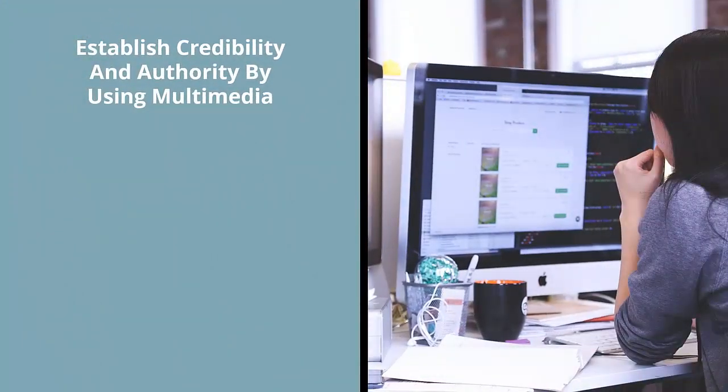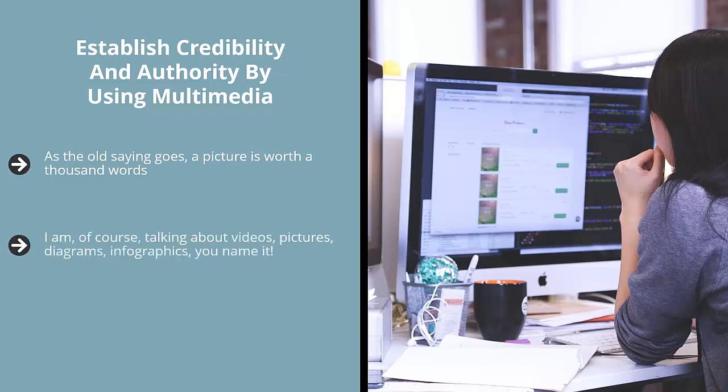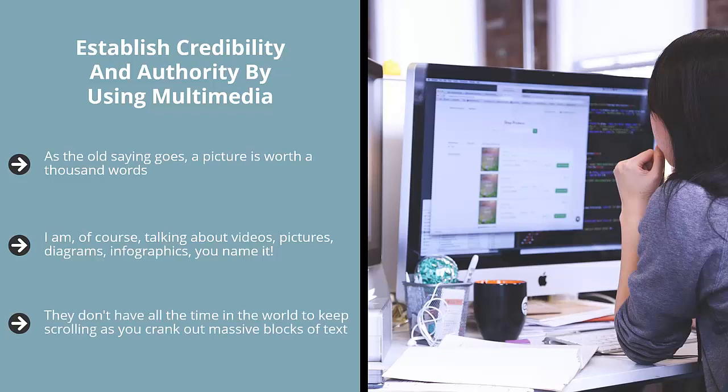Establish credibility and authority by using multimedia. As the old saying goes, a picture is worth 1,000 words. This means that if you really want to maximize the amount of authority and credibility you're building in the minds of your target audience members, you need to use the power of multimedia. I am, of course, talking about videos, pictures, diagrams, infographics, you name it. This not only makes your content easier to read, it also makes sure that people aren't bored by your content. Please understand that most people now view online content through mobile devices. They don't have all the time in the world to keep scrolling as you crank out massive blocks of text. You might want to break those pieces of text up.